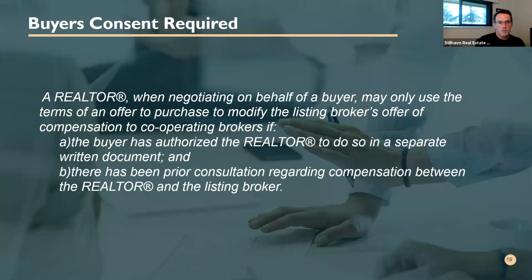This is just the part from the BCREA exemption from the CREA Code of Ethics rule. So the buyer has authorized the realtor to do so in a separate document, and there has been prior consultation regarding compensation between the realtor and the listing brokerage. That's just stipulating you have to let them know about it.